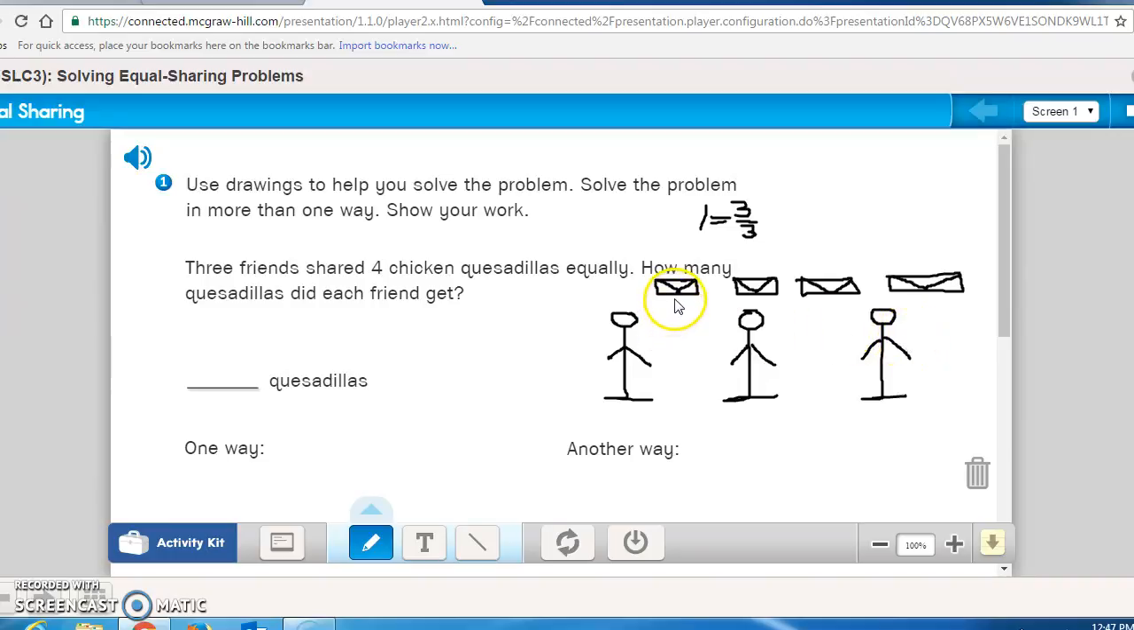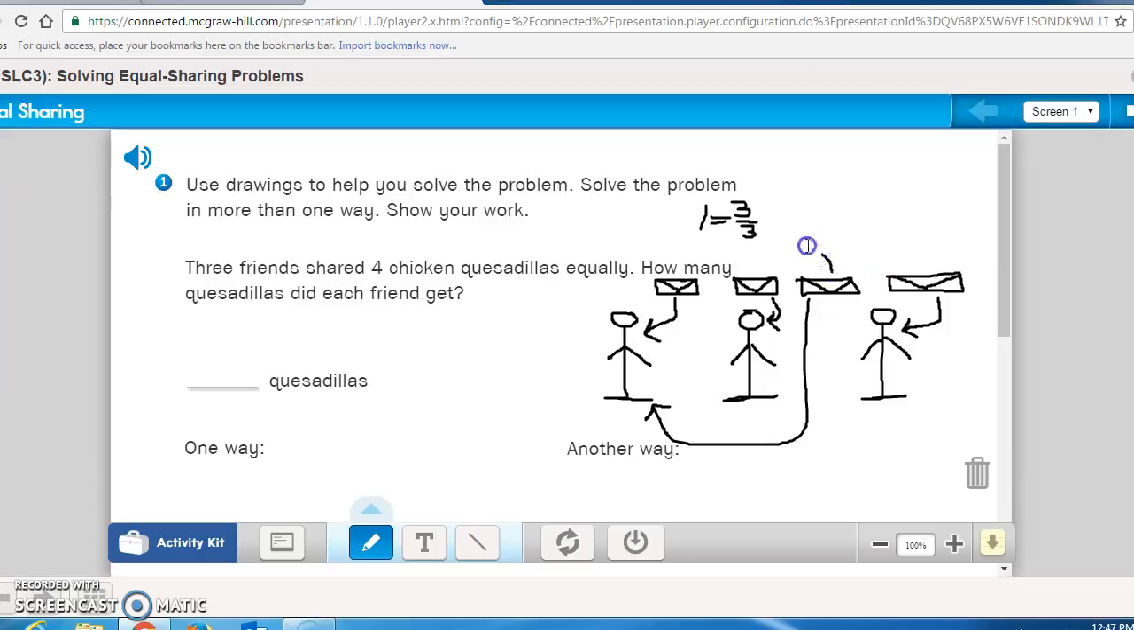friends. So I could give this friend 1 whole one. And I could give this friend a whole one. And I could give this friend a whole one. But I still have this one left to share. Well, I could give this one a third.